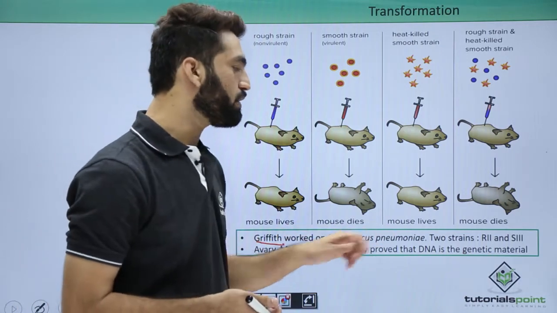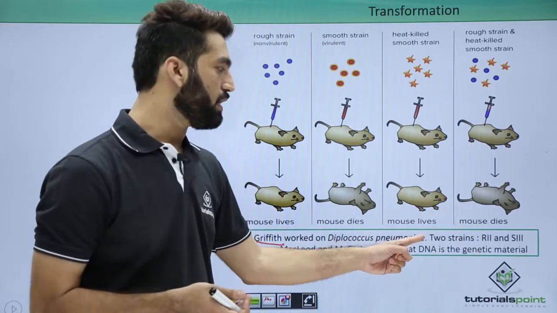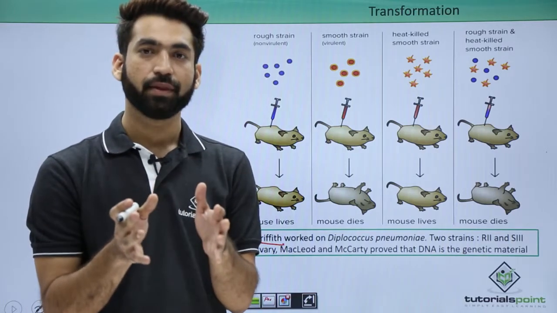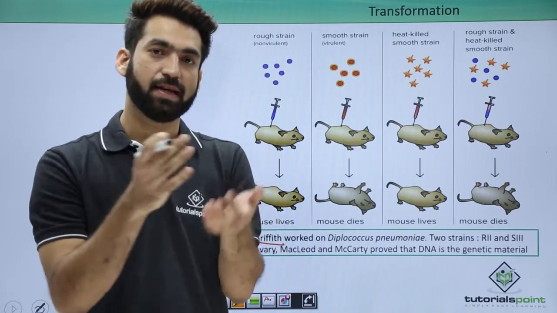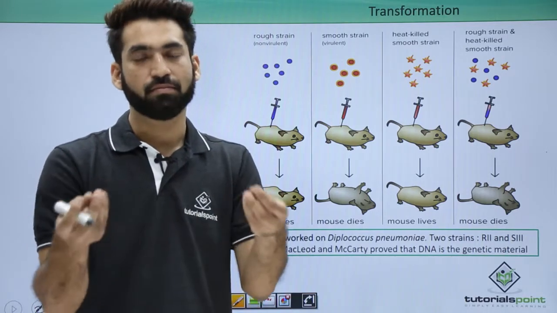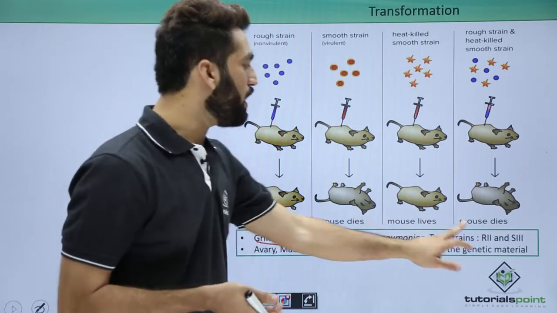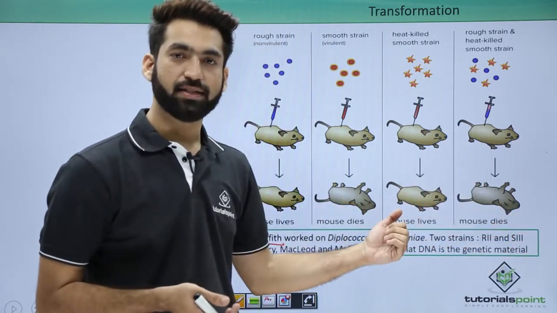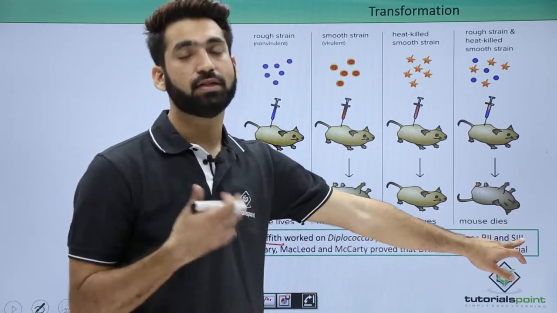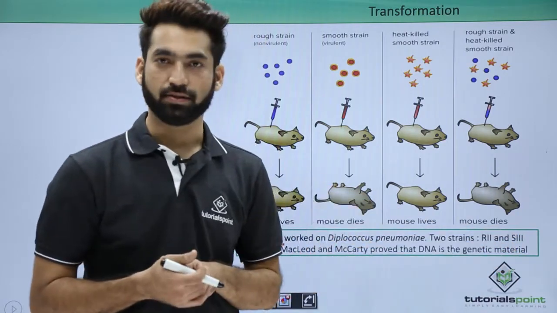Now what happens in Diplococcus pneumoniae? He worked with two strains of this particular bacteria. One is the R2 strain, one is the S3 strain. Hopefully you know that I have already told you that strains are when the bacteria are the same in their genus and specific epithet, but still the bacteria are different, meaning some minor differences are there. The bacteria will be different at their strain level. So the R2 and S3 belong to the same genus and same specific epithet, but still they are different, and because of that they have been given two different strains.